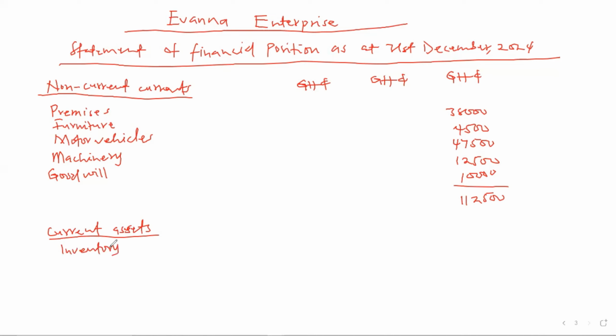So the inventory, we pick the closing inventory because this statement of financial position you are preparing is as at 31st December. So anything that will come here should be the closing balance. That is what you should know. So if the inventory, we are picking the closing balance, and which is the 15,000.